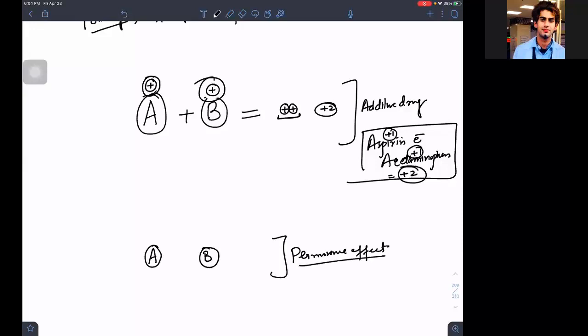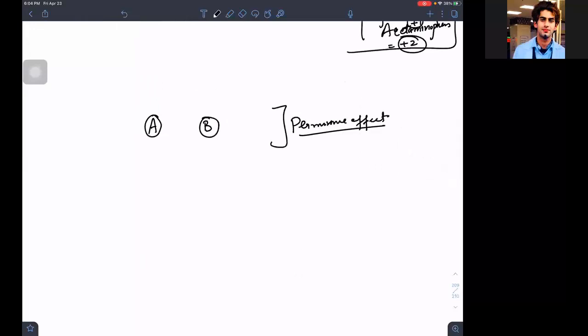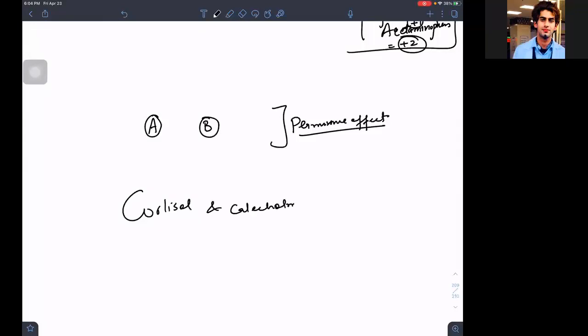Permissive effect means, for example, there is a beautiful example: cortisol and catecholamine. If you want the catecholamine to respond nicely, you should give cortisol with it. If you want a nice response, you should give cortisol with catecholamines. So once they give you an objective question and ask which of the following has a permissive effect, directly put cortisol, catecholamine. When they tell you it is an additive effect, one example is aspirin, acetaminophen.